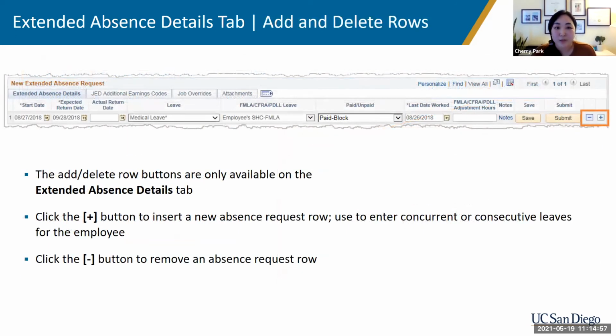Add and delete rows. The add and delete rows buttons are only available on the extended absence details tab. Click the plus button to insert a new absence request row, used to enter concurrent or consecutive leaves for the employee. And then you can click the minus button to delete an absence request row.